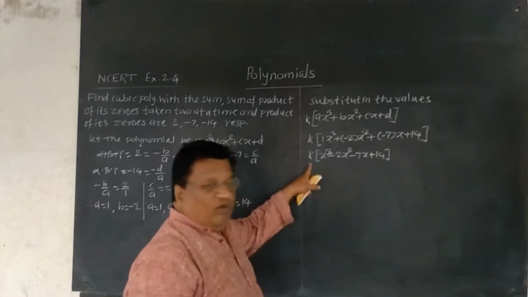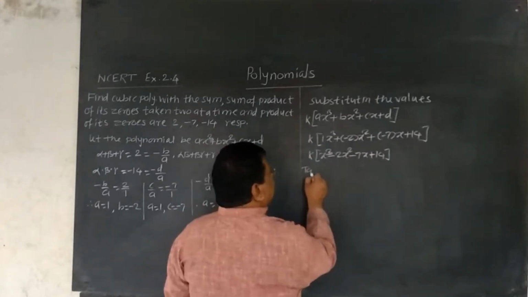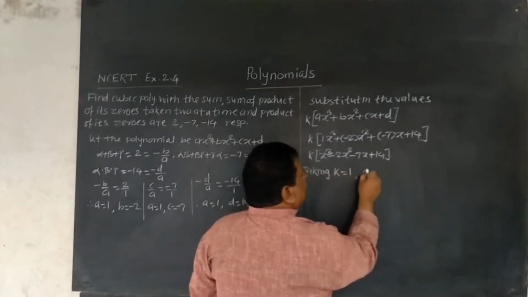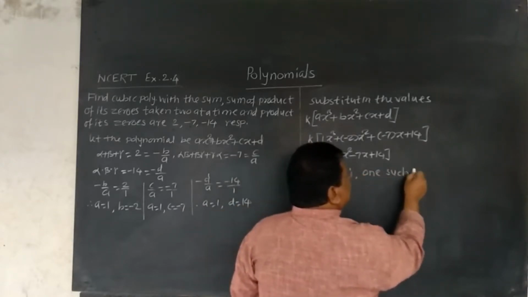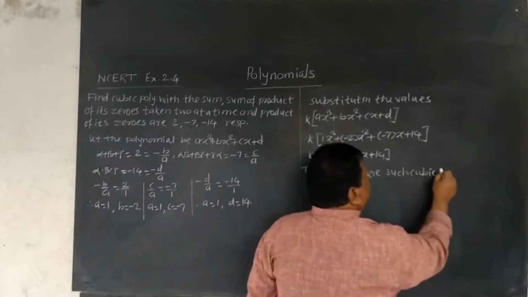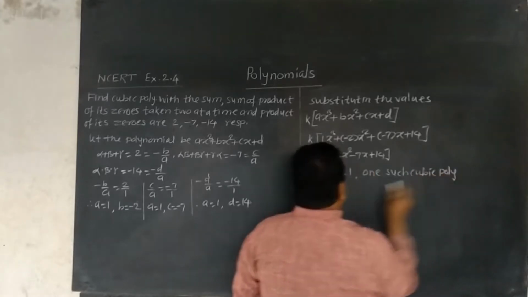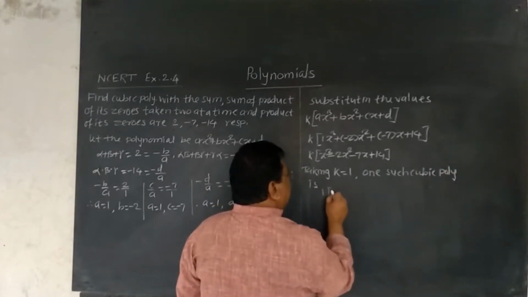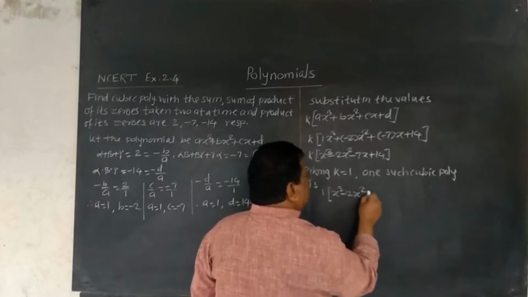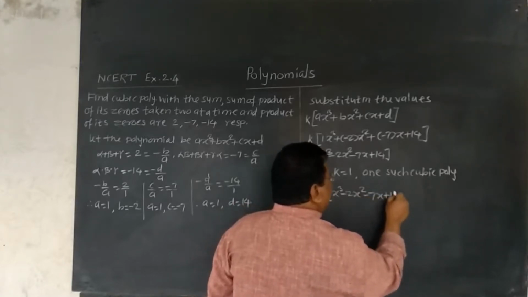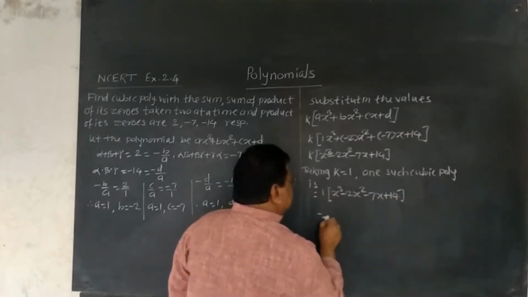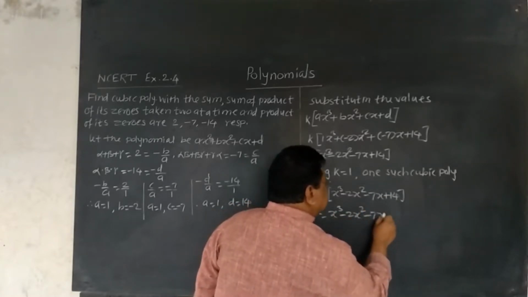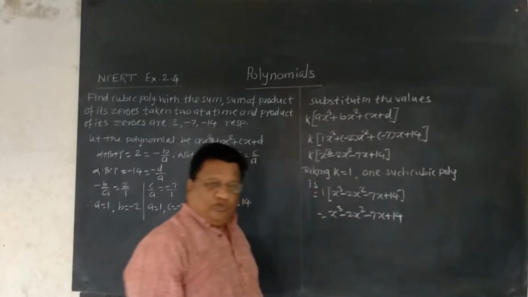Taking a suitable value of k, taking k equal to 1, one such cubic polynomial is 1 into x cube minus 2x square minus 7x plus 14, that is x cube minus 2x square minus 7x plus 14. So do you understand this?